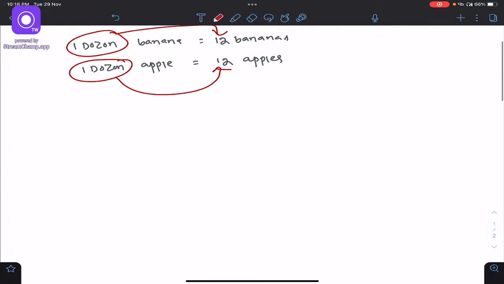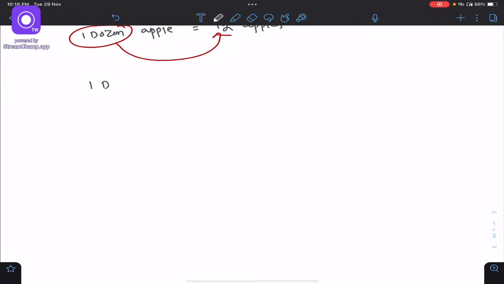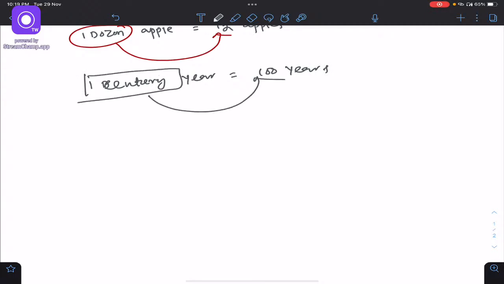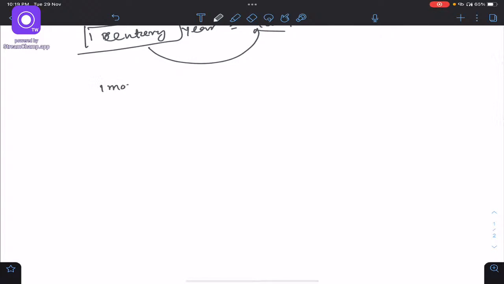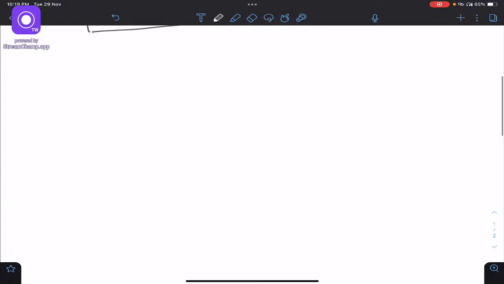But whenever I say one century year, it means how many years? 100 years. 1 century means 100. Like that, one mole means it's a number. This number is 6.023 into 10 to the power 23.